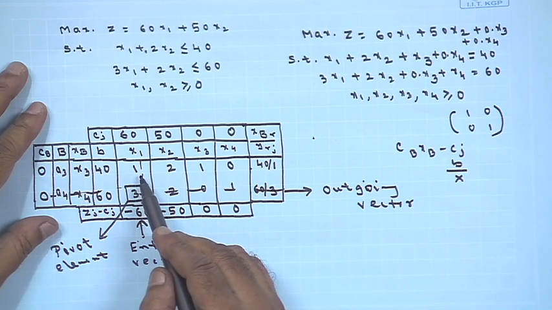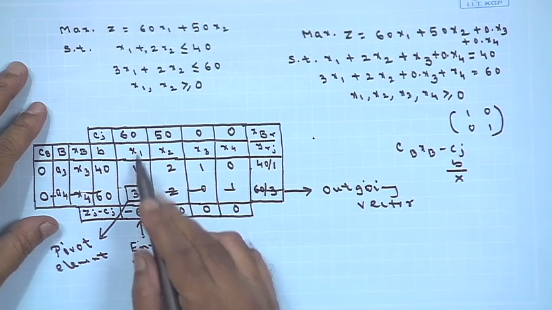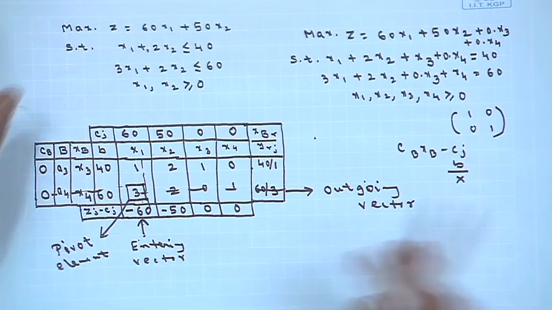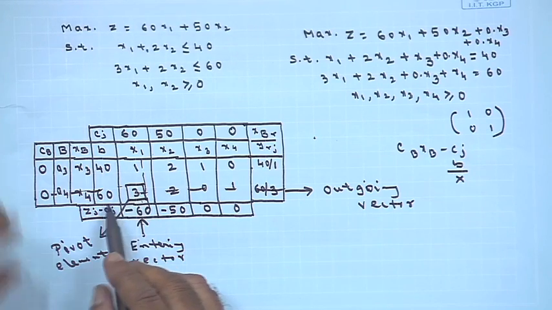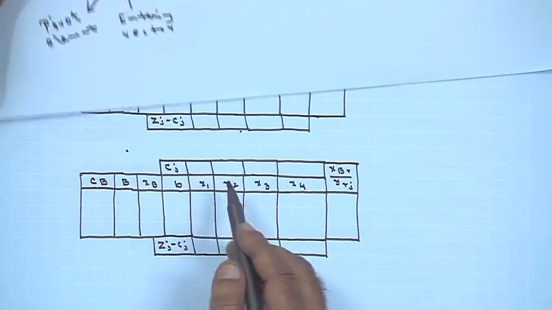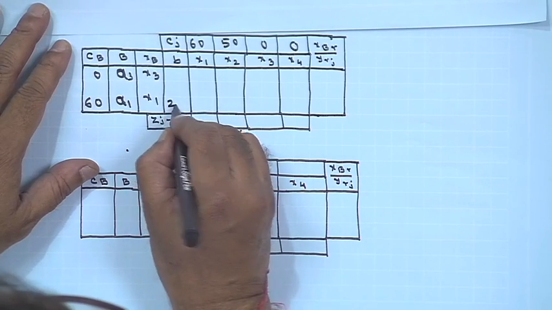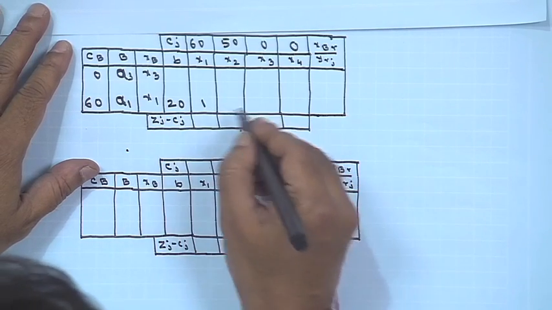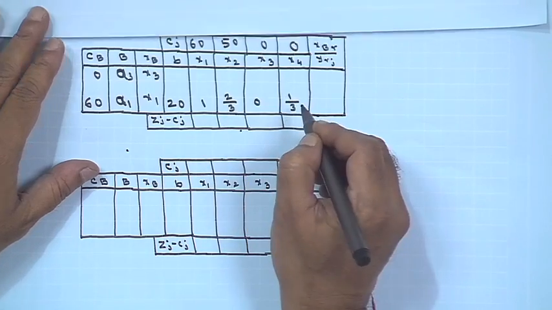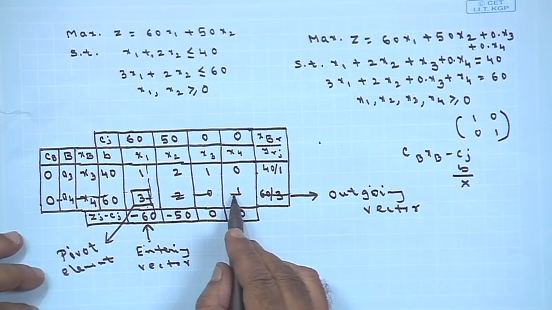So, I have to manipulate the matrix in such a way that this element I have to make 1 and all other elements of this column will be 0. So, to make this particular element 1, I have to divide the entire row by 3, so that I will obtain here 20, it was 1, then it is 2 by 3, 0 and 1 by 3, simply by dividing this.